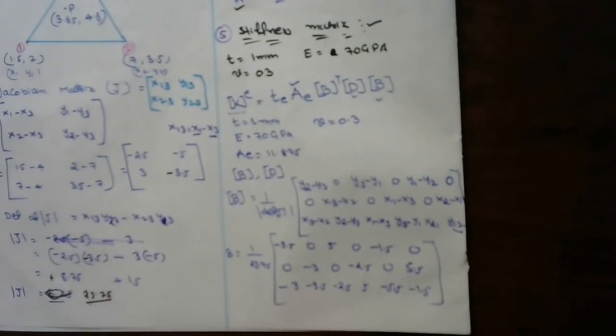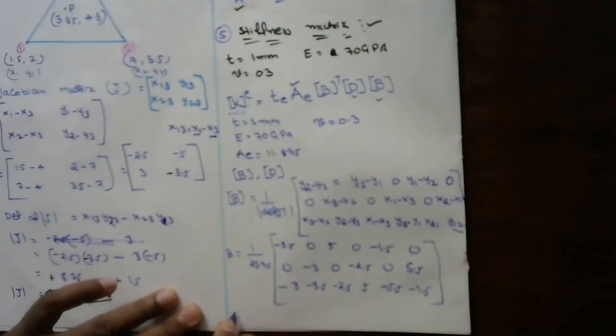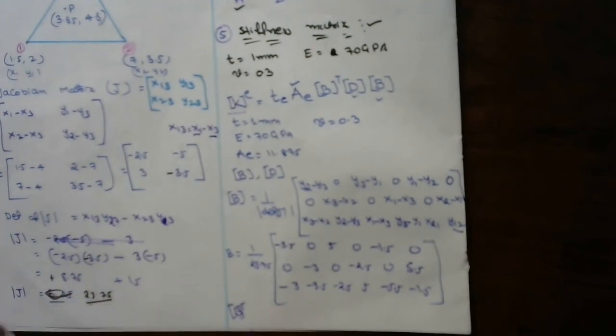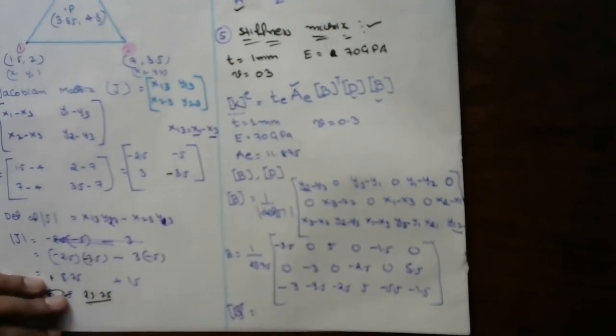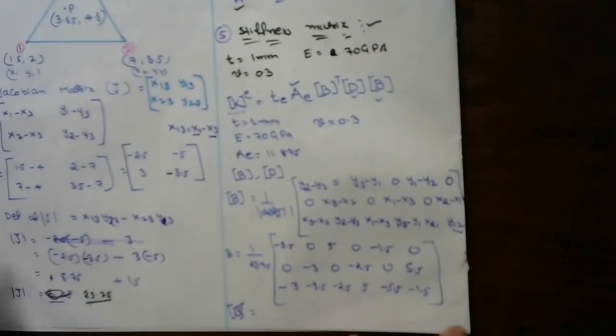So once you know the B matrix, it is possible to transform this into rows and columns. So therefore, it is possible to write down the B transpose matrix. So in the next slide, we're going to write down the B transpose.